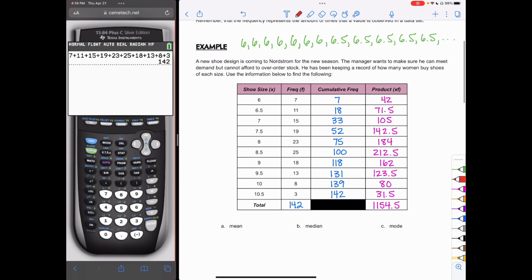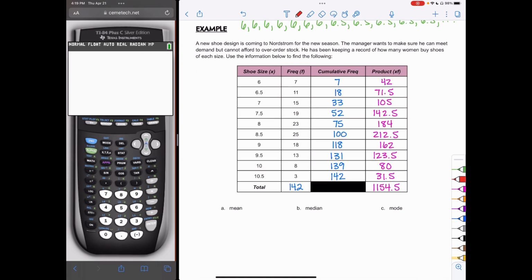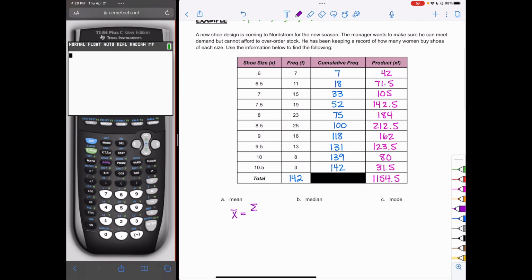Okay, so if we wanted to calculate the mean, I would take the sum of my values, because remember that's what mean is. X bar is my mean. That's going to be the sum of my values times their frequencies divided by the total number of my frequencies, or the sum of all of my frequencies. So my mean is going to be equal to 1,154.5, and then I want to divide it by 142.